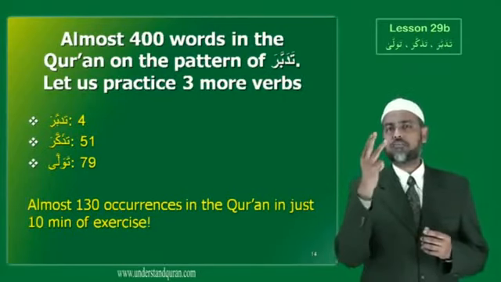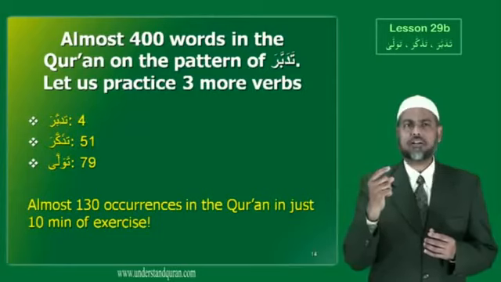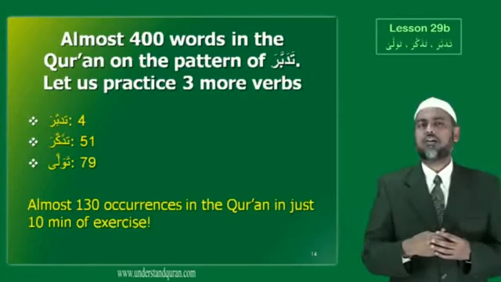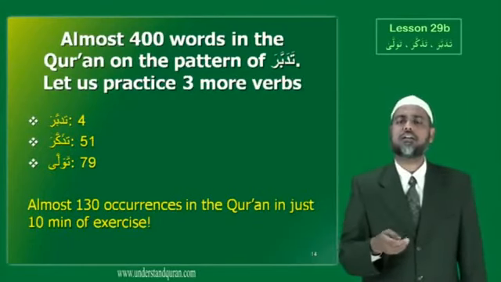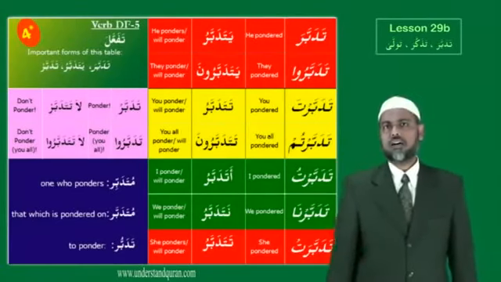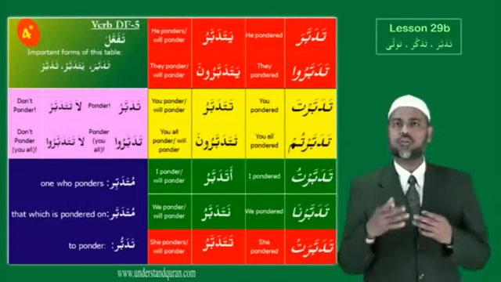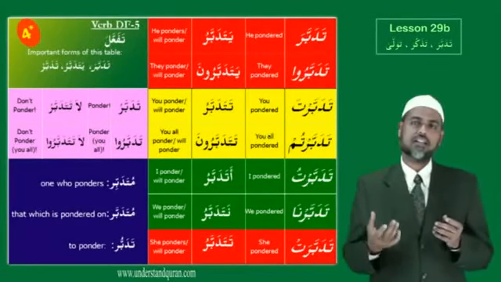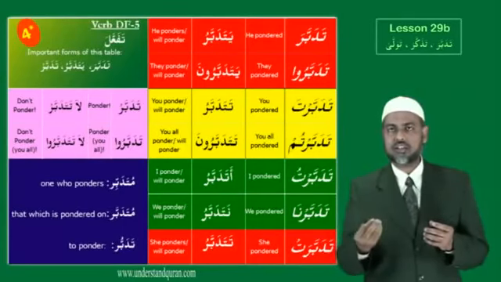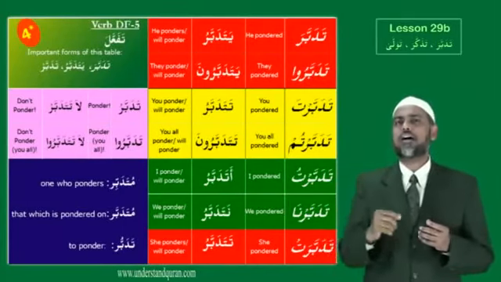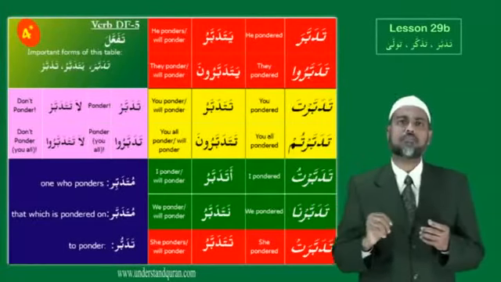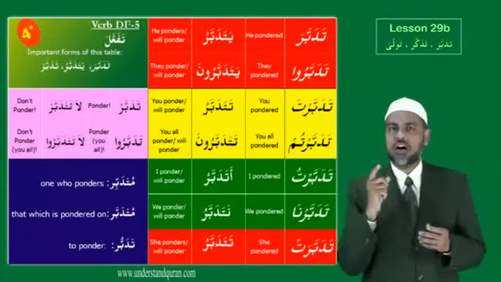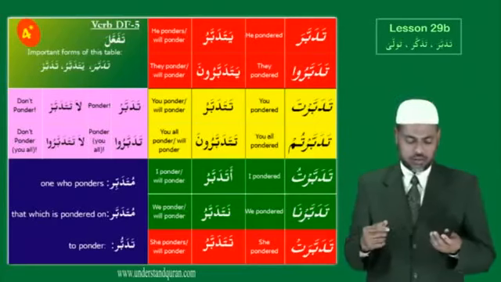So let's practice 3 verbs which are on the pattern of tadabbara: tadabbara, tadhakkara, and tawalla. They occur almost 130 times in the Quran. Let's do the exercise of tadabbara. Tadabbara means he pondered, and you know the famous verse of Surah Sad that we started with, where Allah says, 'Kitabun anzalnahu ilayka mubarakun liyadabbaru ayatihi wa liyatadhakkara ulul albab,' so that they ponder over its verses. So both tadabbur and tadhakkur are in that ayah and part of this pattern.